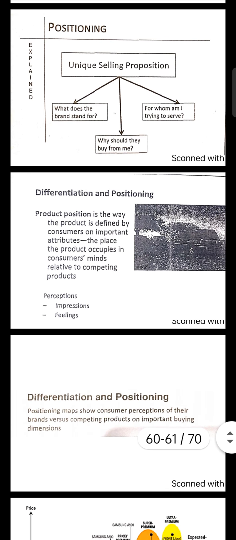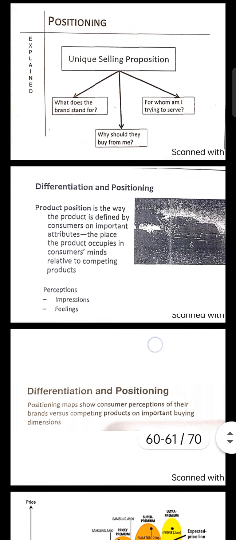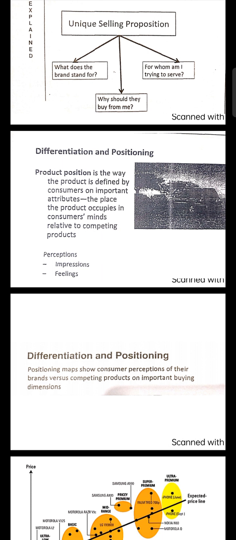Next. Product position is the way the product is defined by consumers on important attributes, the place the product occupies in consumer minds relative to competing products. So perception, impression, feelings. For example, you see a brand called Coca-Cola. What is the first thing in your mind? The Coca-Cola, first thing in your mind is what?